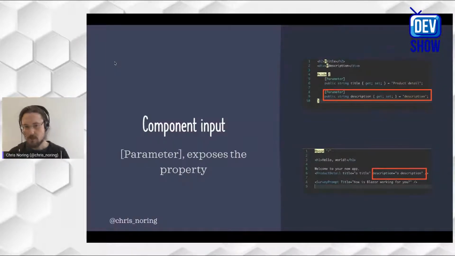Looking at the bottom image though, we see how we are in a parent component. We are utilizing this component that we call product detail, and we have two different properties, title and description, and we can set those from the outside, and we know that that data is going to flow into the component, and the component itself is going to render this data for you. So that's how the component input works. Just remember this square bracket parameter bit.